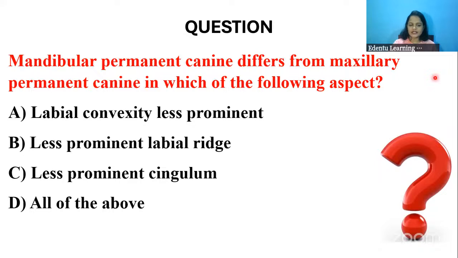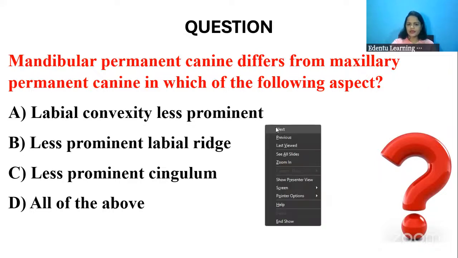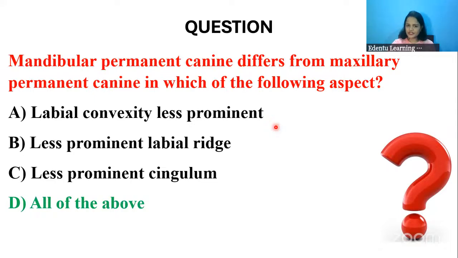So the right answer is option D, all of the above. Most of the features of the maxillary permanent canine and the mandibular permanent canine are similar, but the features will be less prominent. They'll be a little bit relaxed and smoothened in the case of the mandibular canine.